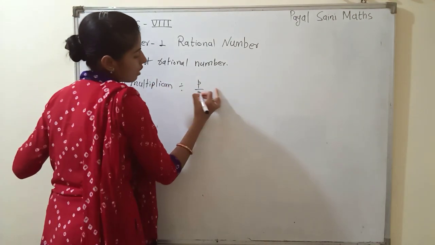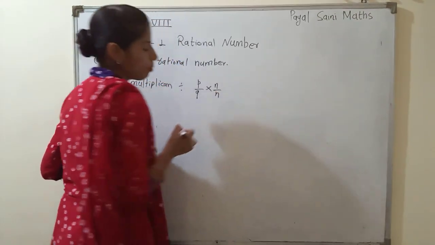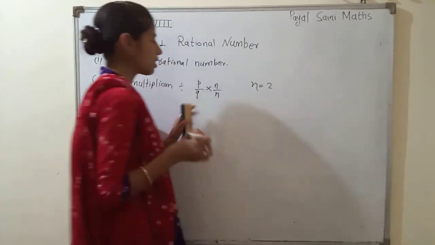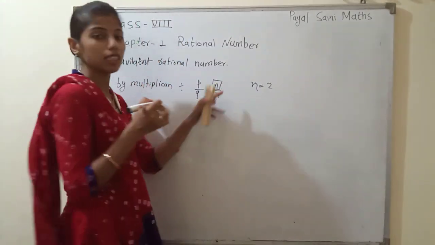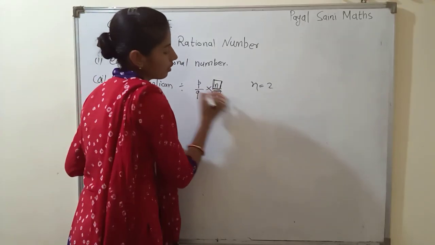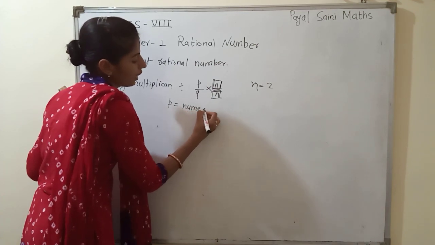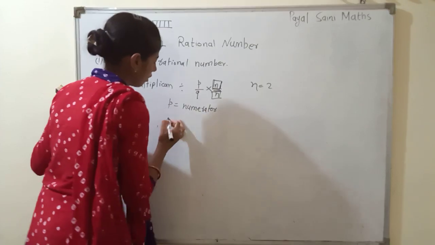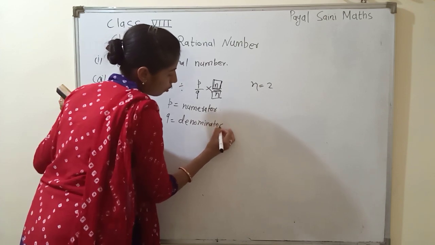Suppose p by q is our rational number, and I multiply with n by n. If I write n equal to 2, it applies to the denominator and numerator. Numerator means the upside number and denominator means the downside number. Then we can say p is equal to the numerator and q equal to the denominator.